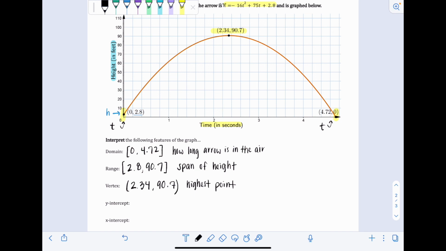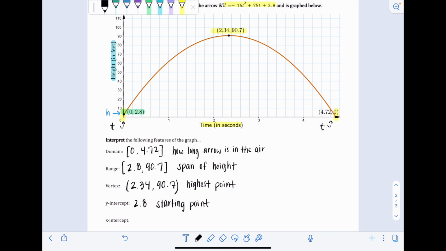And then for y-intercept, you can see that's where it crosses or where it hits the y-axis. So you can see it's at 0, 2.8. That's the starting point. And that's always the case, our y-intercept is where we're starting. So the y-intercept is 2.8, and that's the starting point, because she shoots it from a height of 2.8 feet in the air.